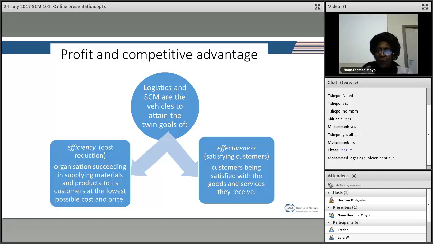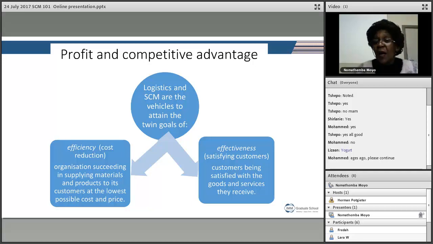Let's look at profit and competitive advantage. Logistics and supply chain are vehicles to attain two twin goals. One is efficiency, the other is effectiveness. Efficiency has to do with cost reduction. Supply chain and logistics aim at reducing costs. Organizations succeeding in supplying materials and products to their customers at the lowest possible cost and price lead to efficiency.